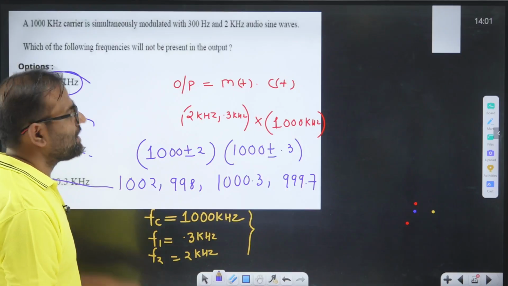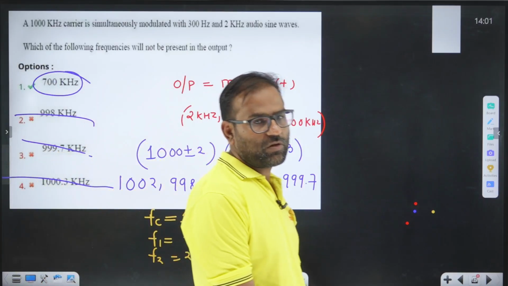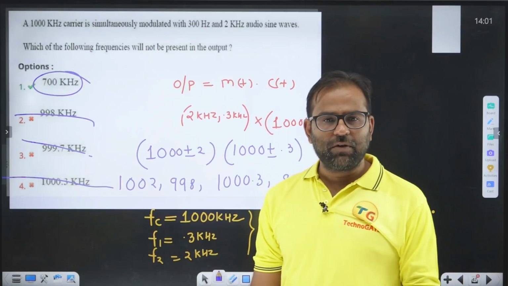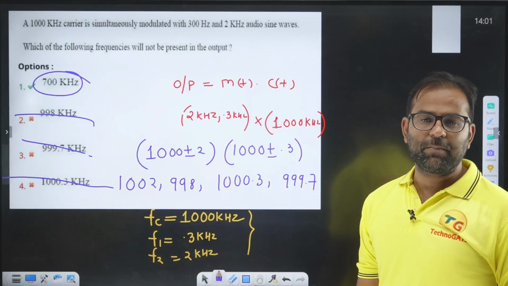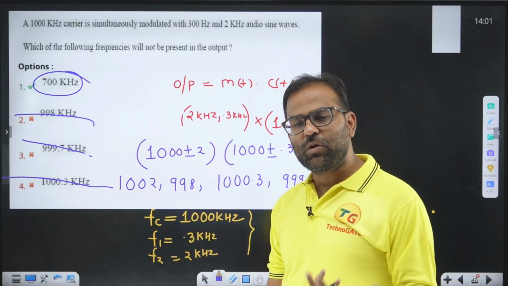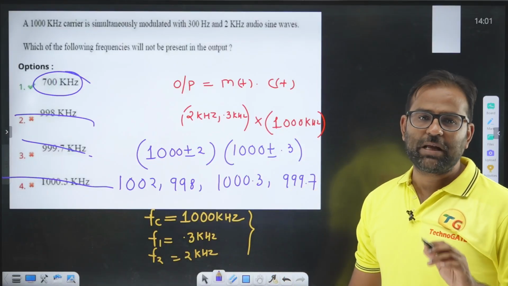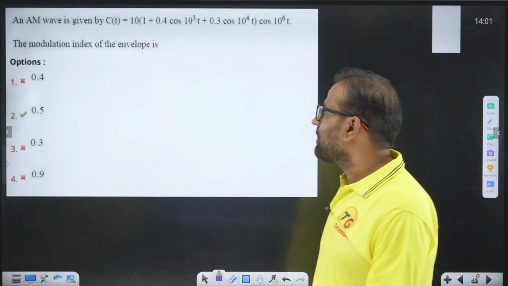What is not available? 700 kilohertz is the frequency which is not available at the output. Whenever you multiply two signals, always remember you have to add the frequency and you have to subtract the frequency. You don't need to apply any formula in doing that.